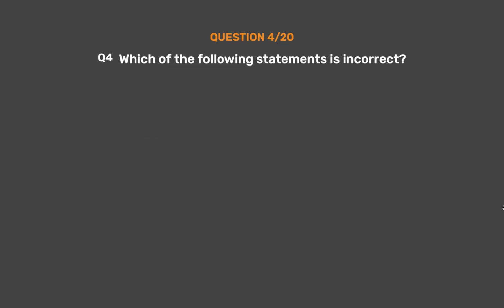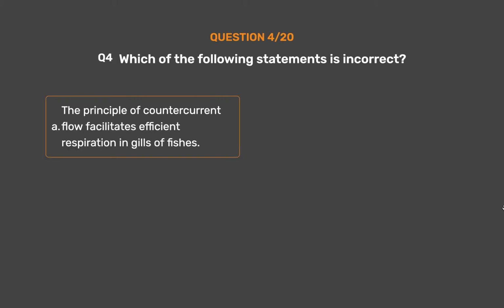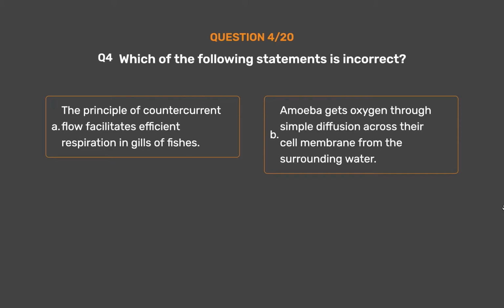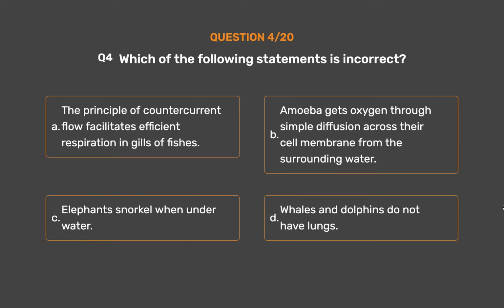Question number 4. Which of the following statements is incorrect? Option A. The principle of countercurrent flow facilitates efficient respiration in gills of fishes. Option B. Amoeba gets oxygen through simple diffusion across their cell membrane from the surrounding water. Option C. Elephants snorkel when underwater. Option D. Whales and dolphins do not have lungs.